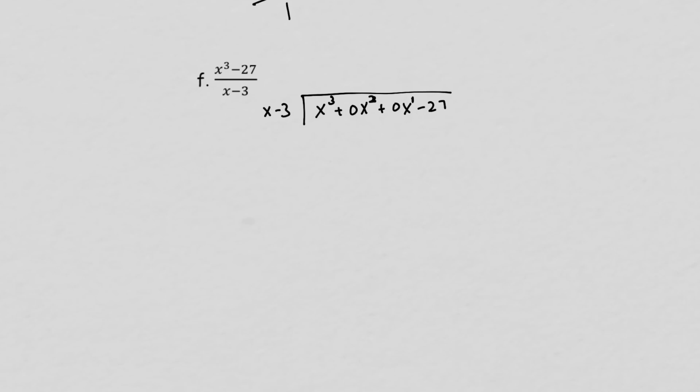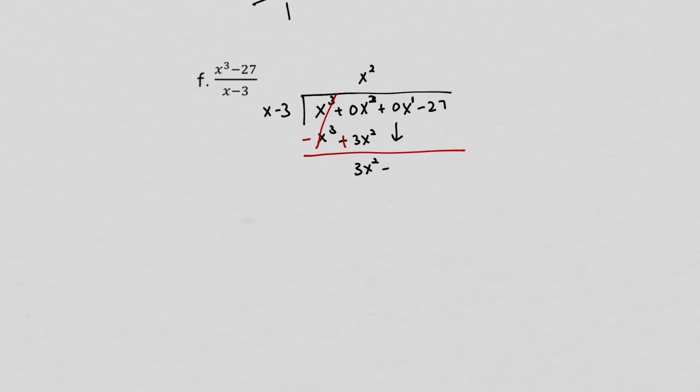And in order to make x cubed, you're going to multiply x squared. Now you're going to multiply x squared by the x minus 3. You will get x cubed minus 3x squared. You're doing a subtraction now, so the sign will change. And then you get no more x cubed. You will get positive 3x squared.